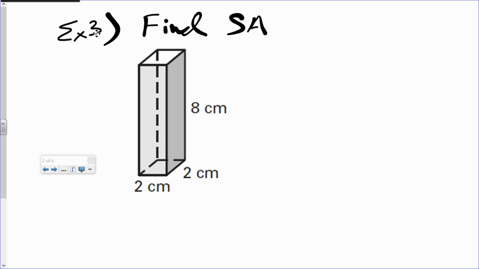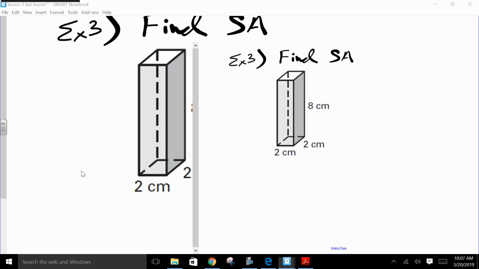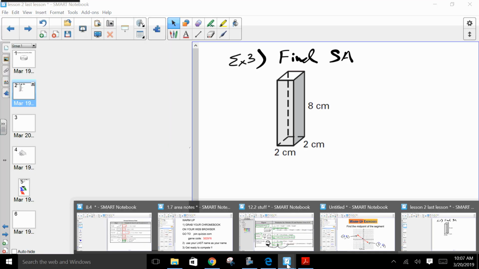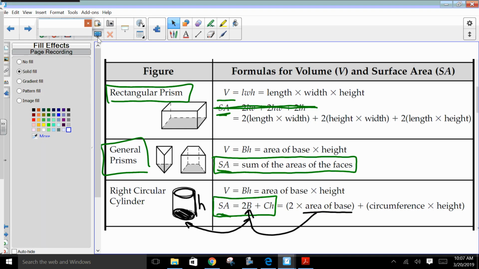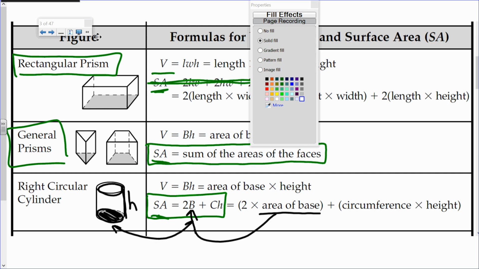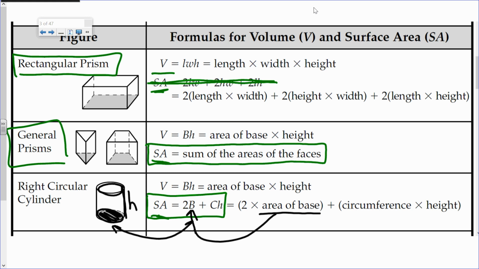All right. We got a prism here. What is the surface area of a prism? Well, yesterday, remember I told you to cross out the one on top? If you weren't here yesterday, we crossed this formula out. The rectangular prism formula, the surface area, it says SA, we crossed that out because that one is unnecessarily complicated. So what we're doing is any prism we come across, we're using this one.